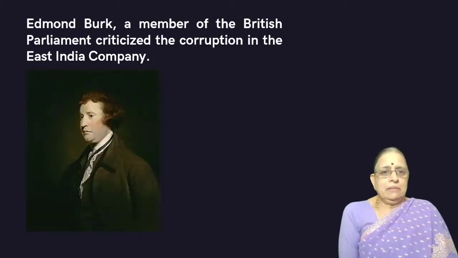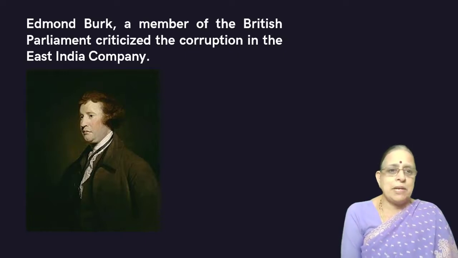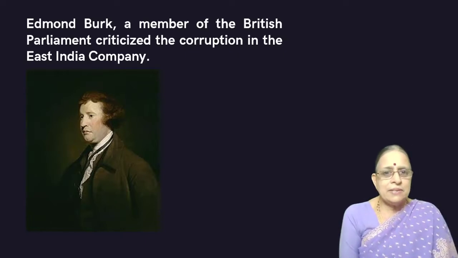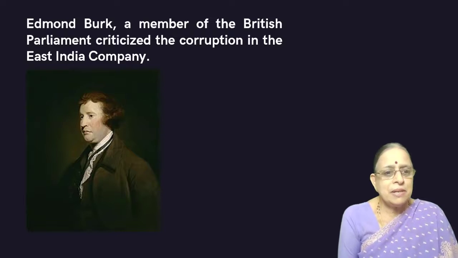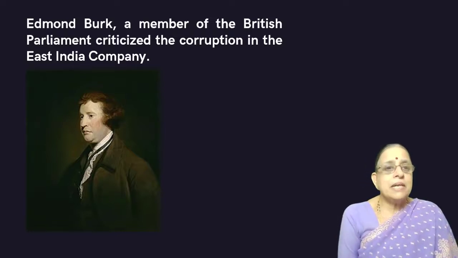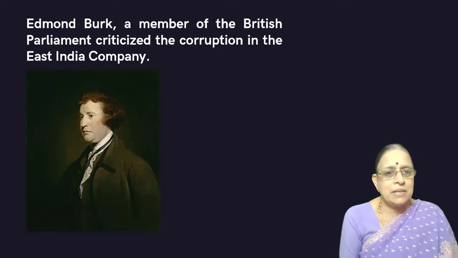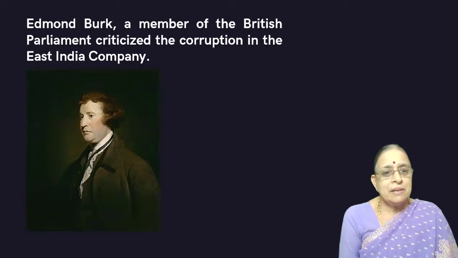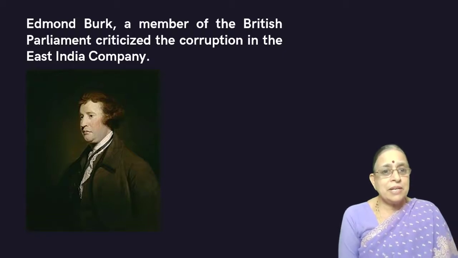Edmond Burk was a member of the British Parliament in Britain. He criticized the corruption in the East India Company. Here you can look at the picture of the person. His name is Edmond Burk. He was a member of the British Parliament. He criticized the officials of the East India Company.